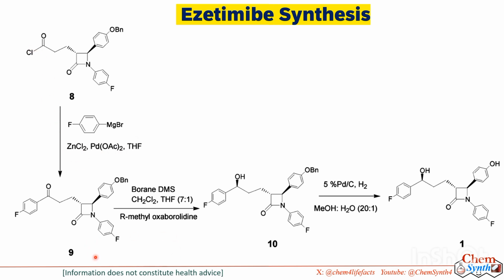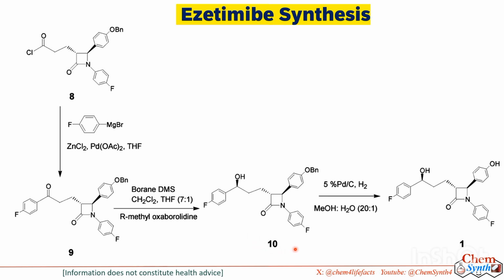Now, after getting the intermediate 9, this carbonyl functional group was reduced in a stereoselective way to get intermediate 10. Here, R-methyl oxaborolidine was used and boron reagent was used as the reducing agent.